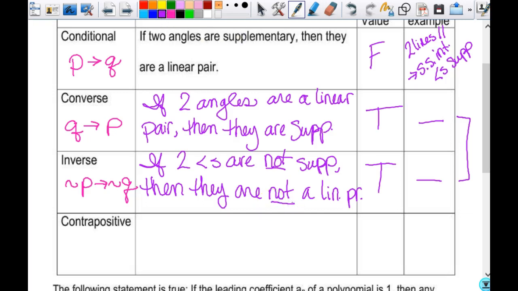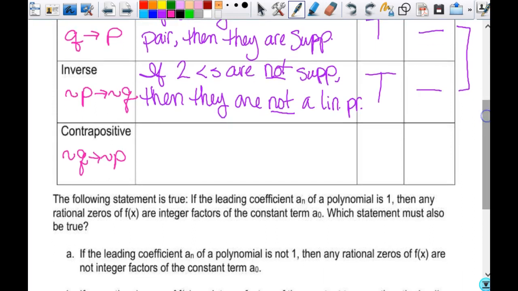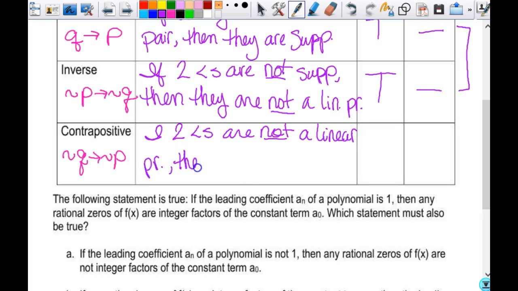So then the contrapositive is when we do both. We switch them and make them negative. So if not Q, then not P. Right? We all good with all that? Okay. So in order to write that, it would be if what? If two angles, good, are not a linear pair, then they are not supplementary.